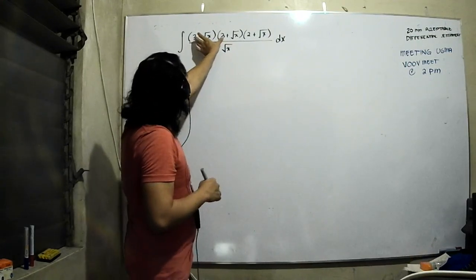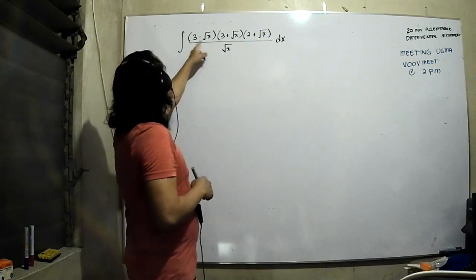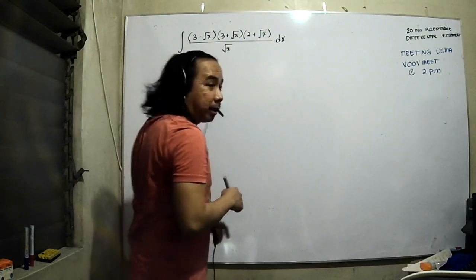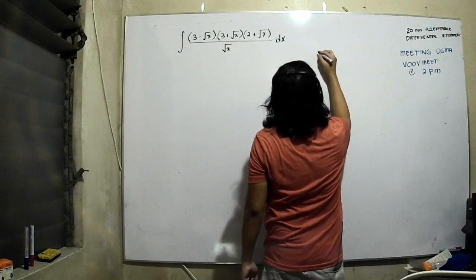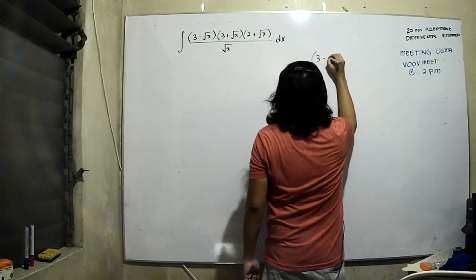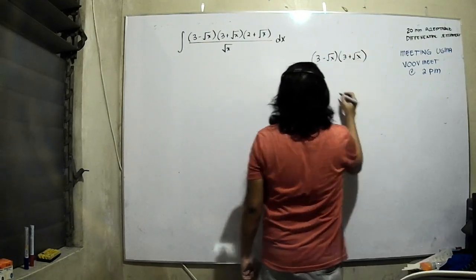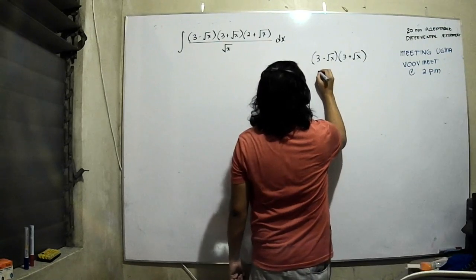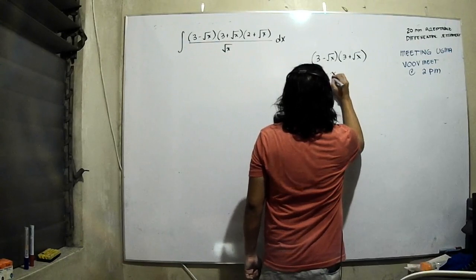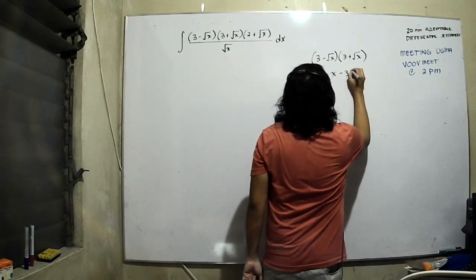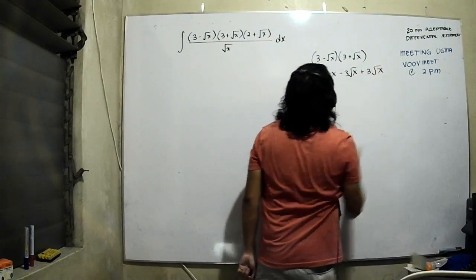Now, I have this term here and this term over there: 3 minus square root of x and 3 plus square root of x. I think I can multiply these. 3 minus square root of x times 3 plus square root of x. So, 3 times 3 equals 9. Negative times positive, that is negative x. This is negative 3 square root of x, and this is positive 3 square root of x.